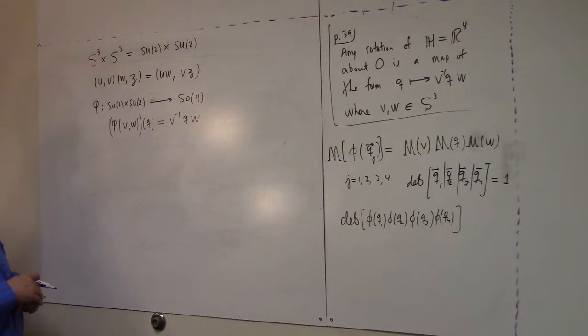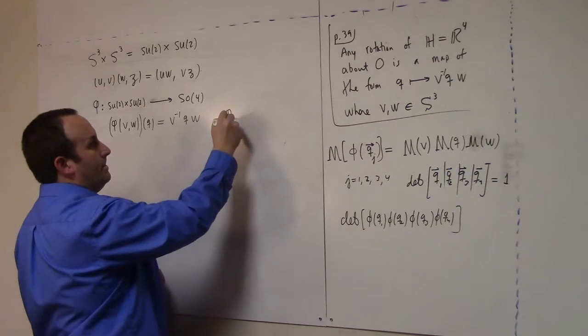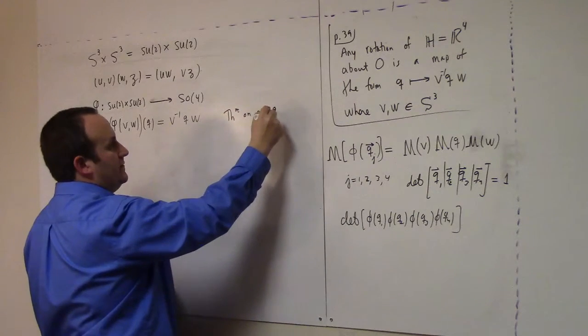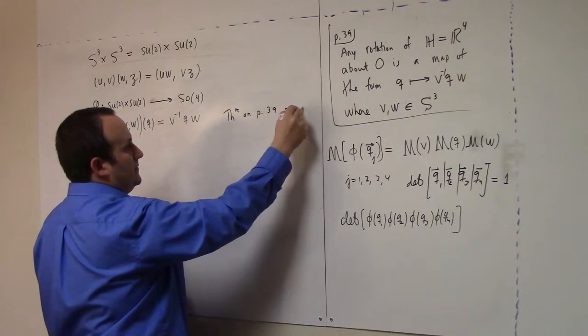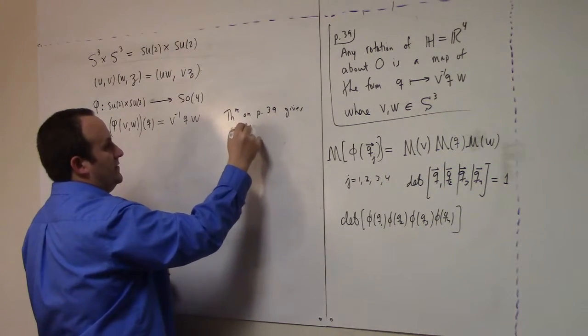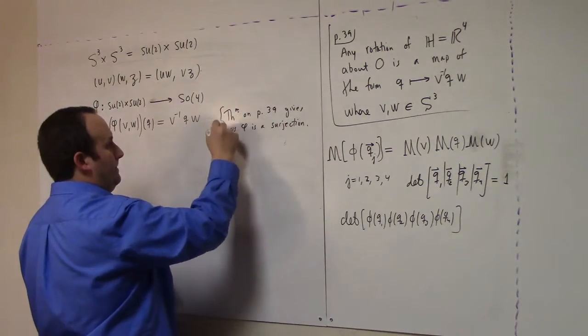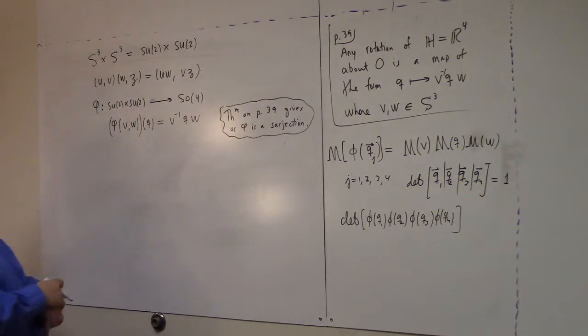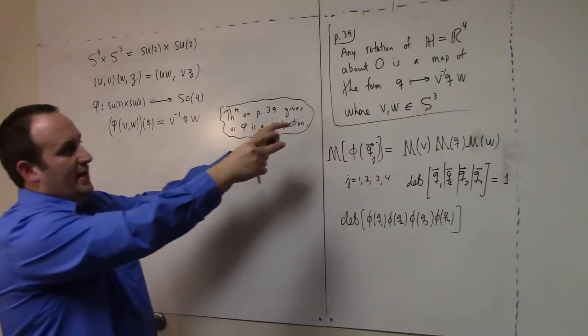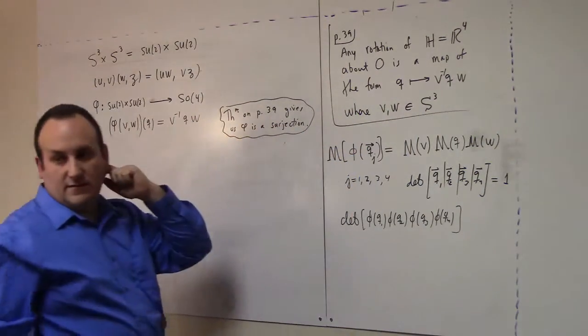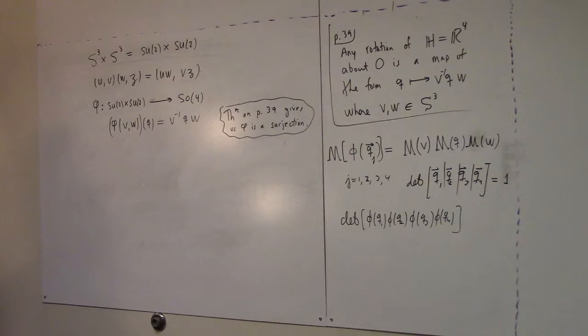First of all, the fact that it's onto, right? So the theorem on page 39 gives us phi is a surjection, right? That's one thing we might notice, because that says that any rotation can be written like this. So this is a homomorphism of groups also. We could prove that. Probably wouldn't hurt to do that.